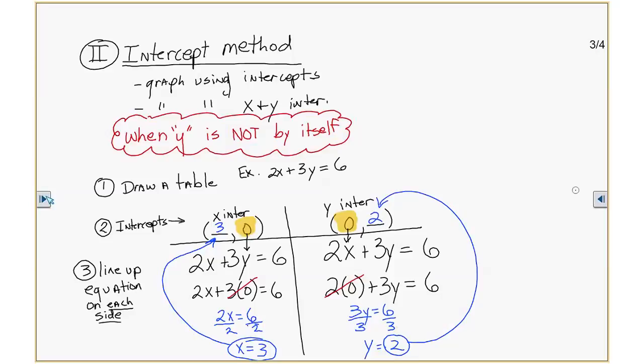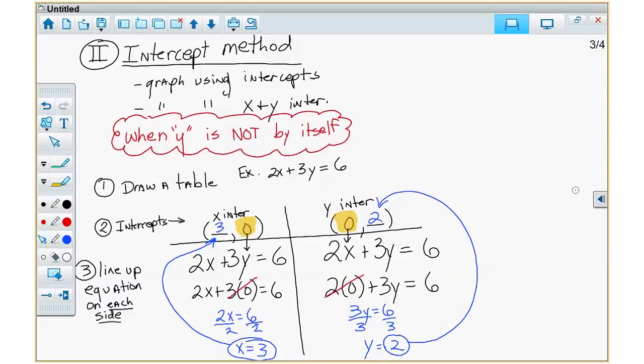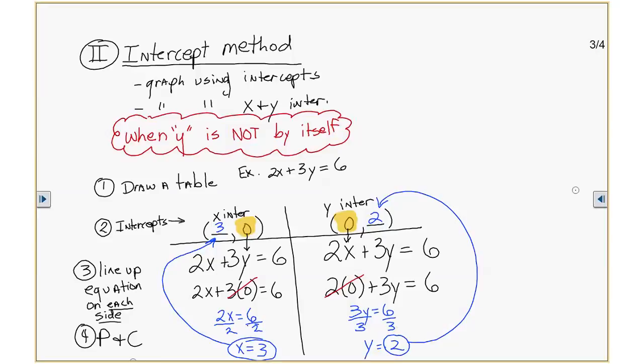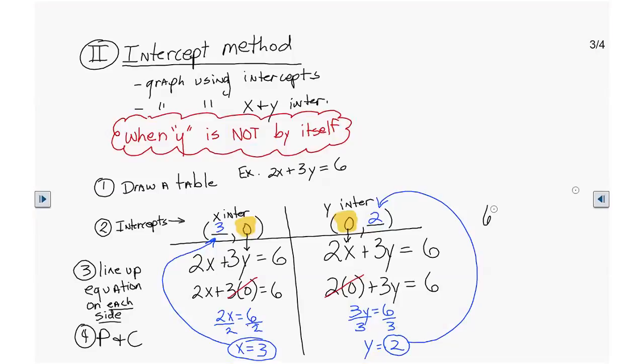Oh, I forgot to put 5. Plug and chug. Or 4. Plug and chug. And 6 would be plot what? 6 would be plot your 2 points.